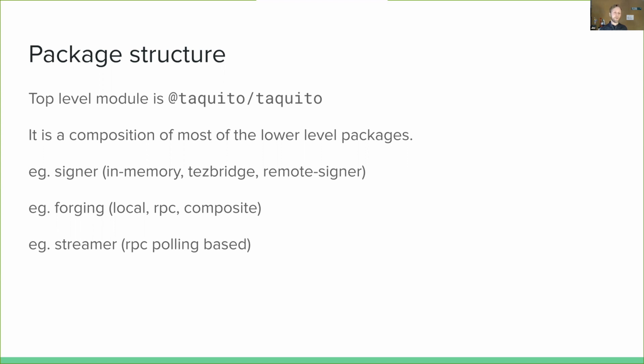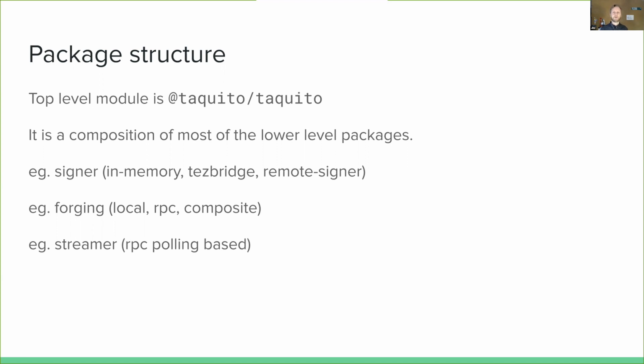This is really useful if you're doing things like offline signing or air-gapped operations, and you want to have very tight control over this. So we see this in use in some institutions that want to have air-gapped offline cold storage keys. There's also a forger called Composite. This is useful in wallets.